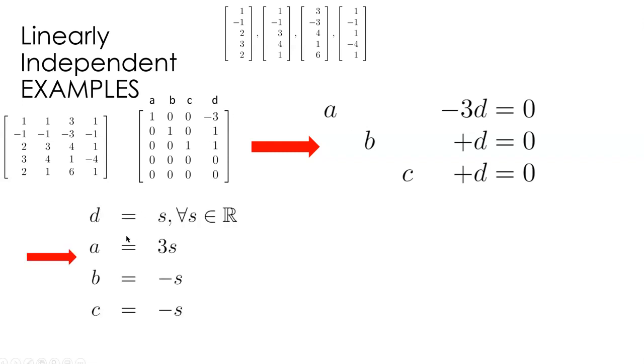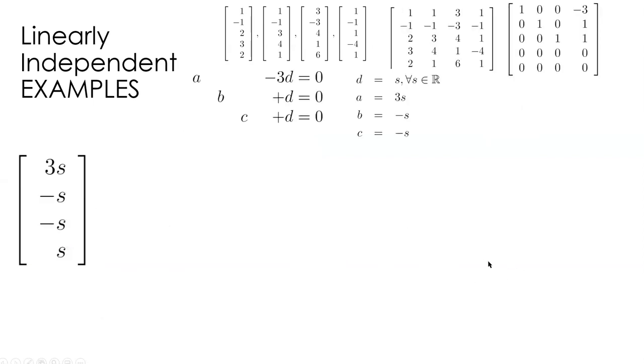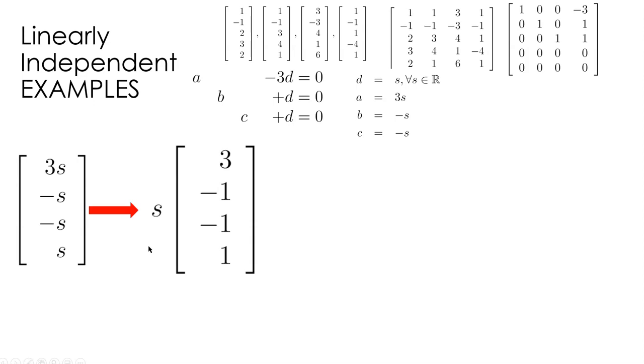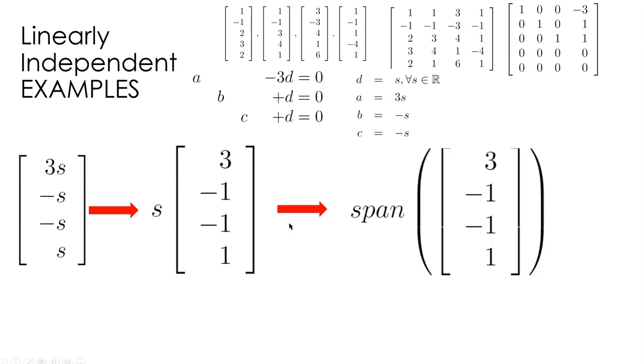D is some S, A is 3S, B is -S, C is... So I have a bunch of combinations. 3S minus S minus S is a solution to the set of equations, if S doesn't equal 0, it's non-zero. So another way of writing this is S times the vector. So the solution space is the span of that one vector.